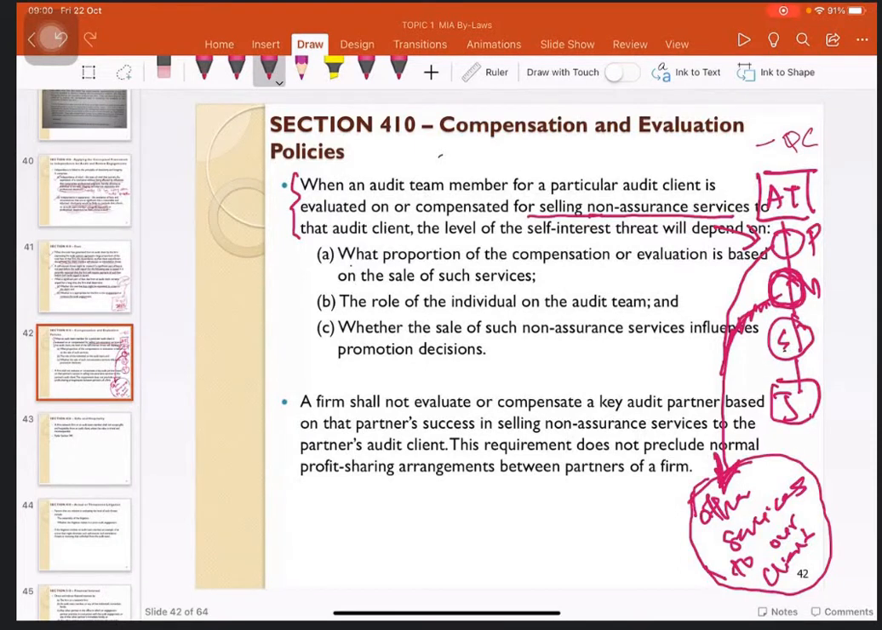Faham ya kelas ya? Sebab dia bukan saja manager dekat this client kan, dia akan jadi manager dekat other clients at the same time. Kita tak nak nanti later on, audit manager ni banyak fokus kepada selling non-assurance services because they know that the more non-assurance services he can sell, he will get more increment later on, or more bonus. So kita try to avoid this activity daripada berlaku. Faham ya kelas ya?